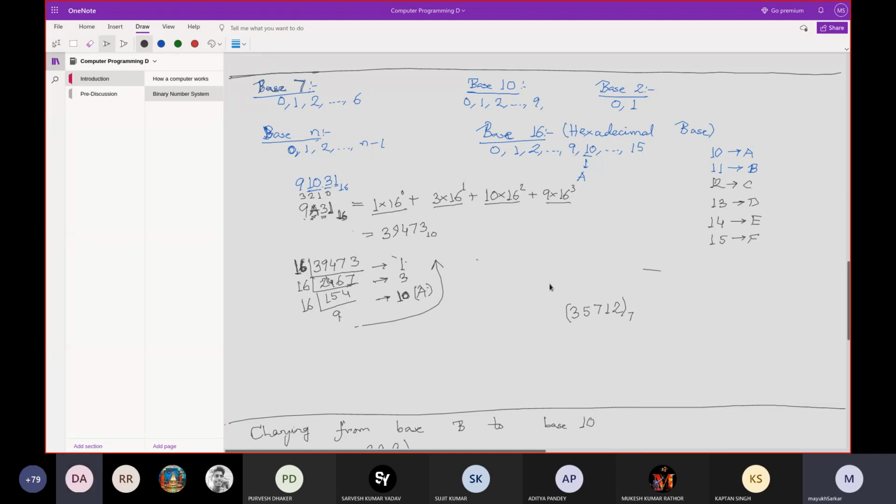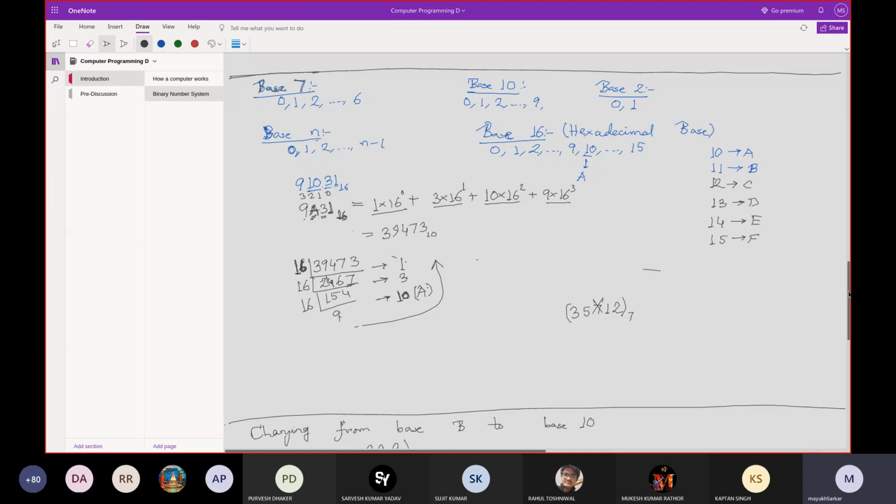No, sir. Why not? Because of this digit 7. In base 7, digit 7 is not available. Okay.